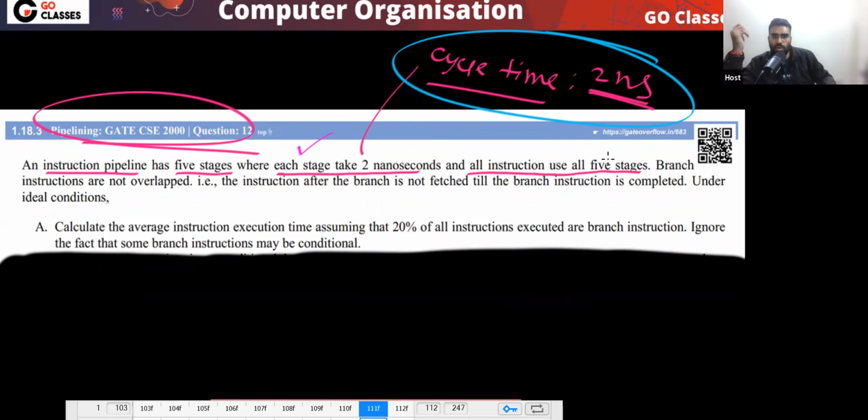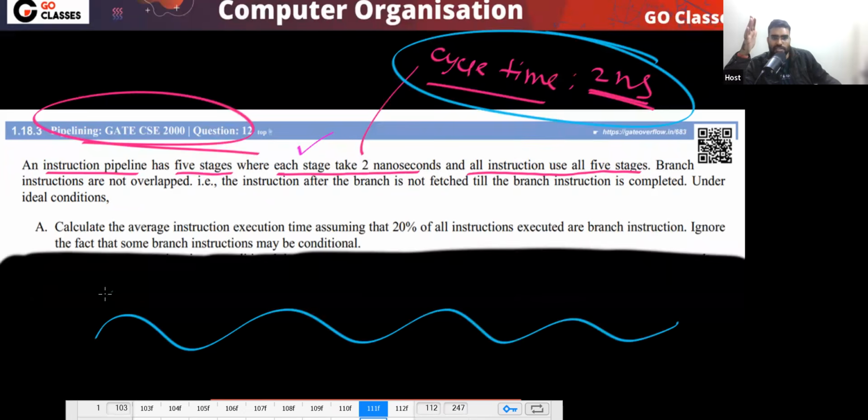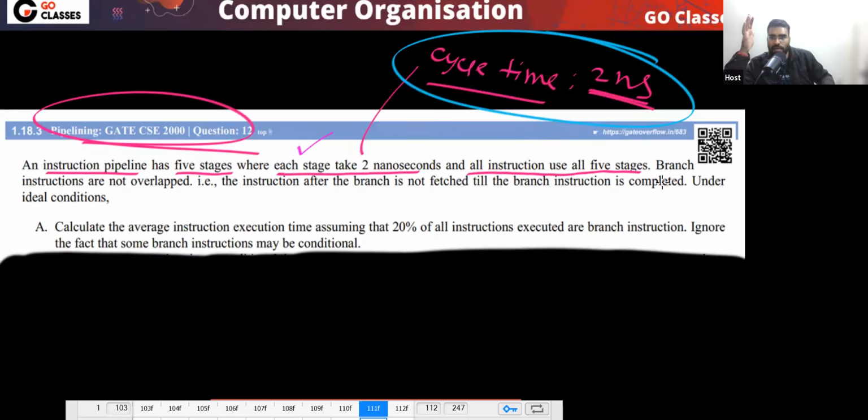All instructions use all the 5 stages. What does this mean? This is your in-order pipeline. This is just your simple in-order pipeline, where every instruction will go through all the stages. This is your normal in-order pipeline.